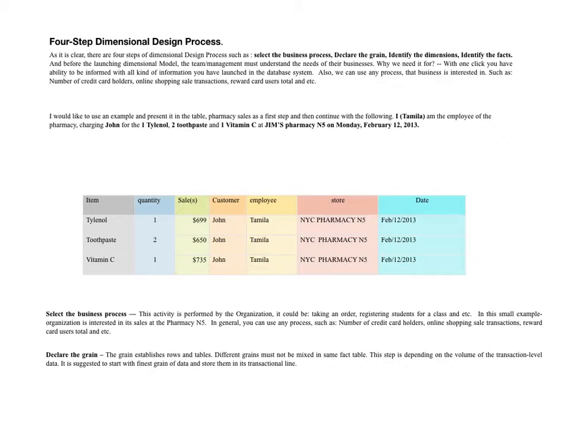Let's move to the second one, step number 2, which is declare the grain. The grain establishes rows and tables. Different grains must not be mixed in the same fact tables. This step depends on the volume of the transaction level data. It is suggested to start with the finest grain of the data and to store them in a transactional line.